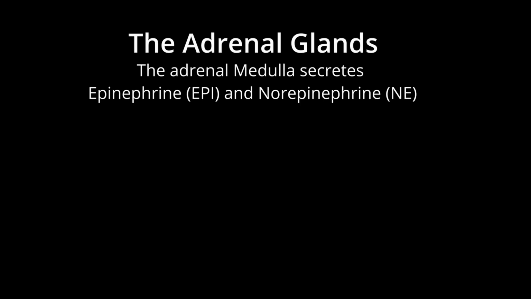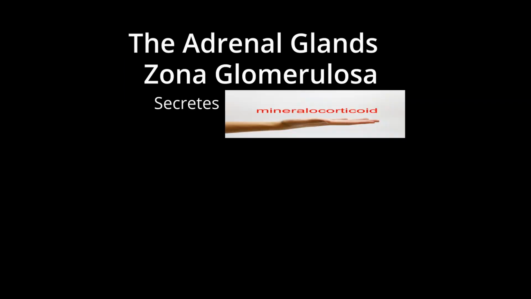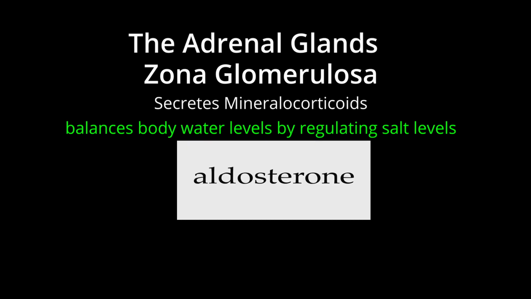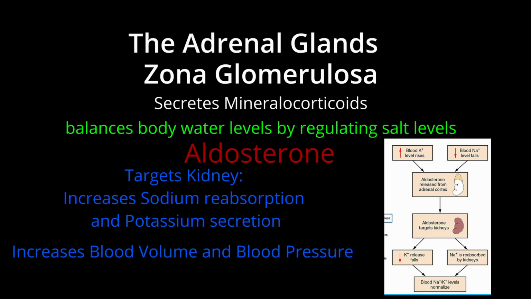Anyways, the adrenal glands. They're located on top of the kidneys. In the adrenal medulla, epinephrine and norepinephrine are important. Now, the most important part, the outer cortex. The top layer is the zona glomerulosa. This one secretes the mineralocorticoids, which balance body water by regulating salt levels. The most important one is aldosterone. It targets the kidney by increasing Na reabsorption and K secretion. It also increases blood volume and blood pressure.